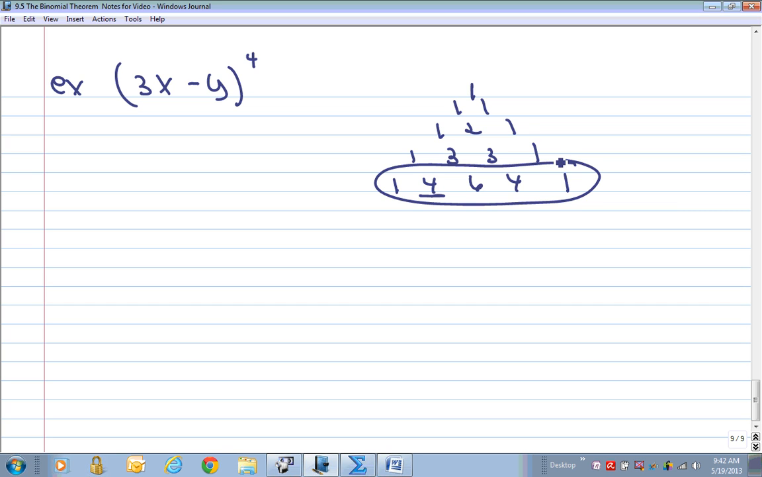The next thing I'm going to do is put the coefficients down. These are the coefficients that come in front of your other x and y terms. So we're going to write those down. I'm going to have a 1. I'm going to circle it. I'm going to skip some space, and I have a 4. I'm going to circle it. I'm going to skip some space. I have a 6. Then I'm going to have a 4. And then I'm going to have a 1. So those are the coefficients. Those come straight out of the triangle. Next, I'm going to take my first term, which is 3x. I'm going to write it down each time.